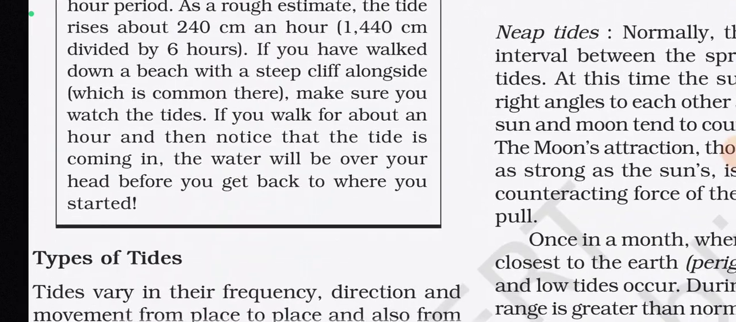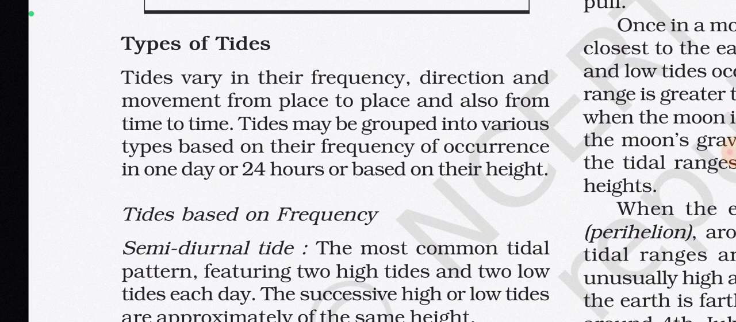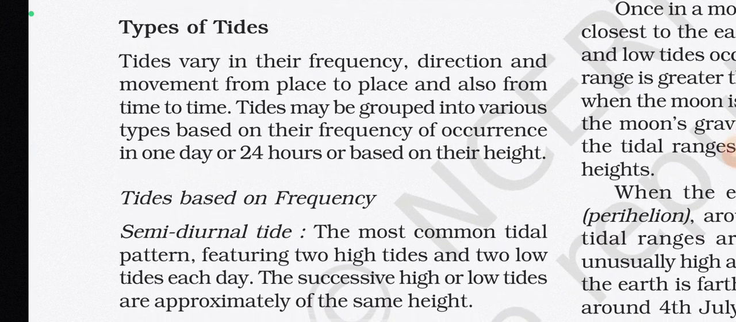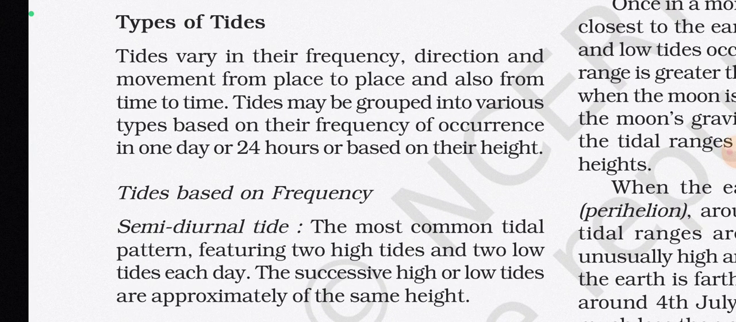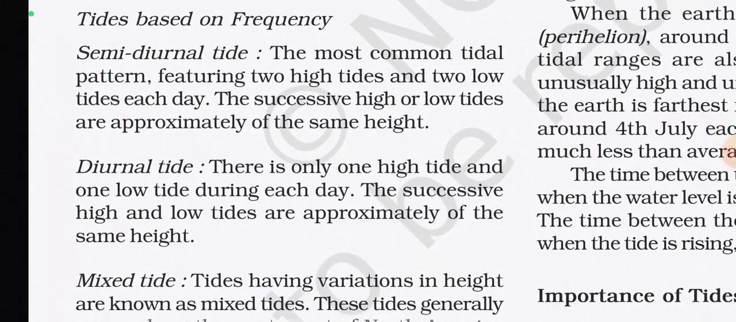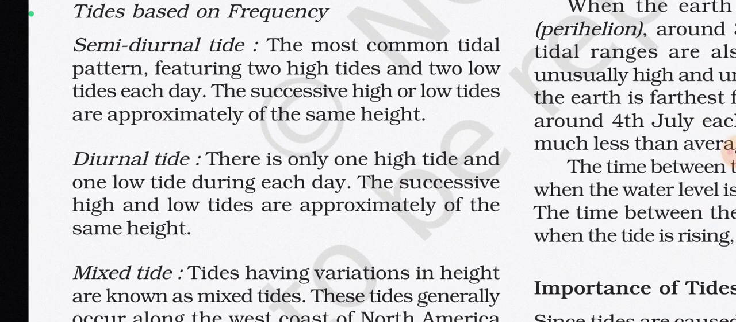So one has to go to the Bay of Fundy once. Now we will study types of tides. So tides vary in their frequency, direction and movement from place to place and also from time to time. Tides may be grouped into various types based on their frequency of occurrence in one day or 24 hours or based on their height. Tides based on frequency. Semi-diurnal tide, the most common tidal pattern featuring 2 high tides and 2 low tides each day. The successive high or low tides are approximately of the same height.